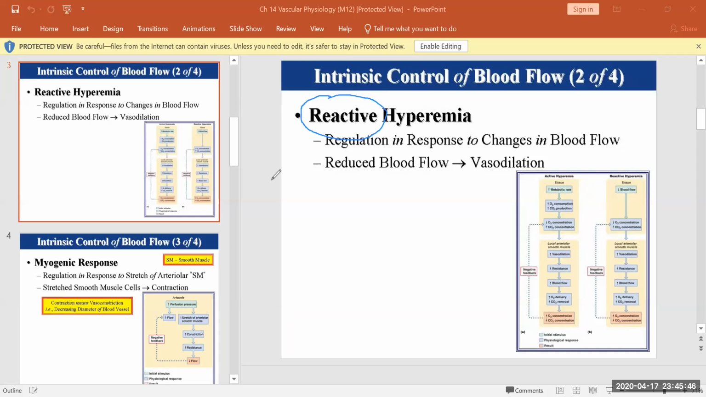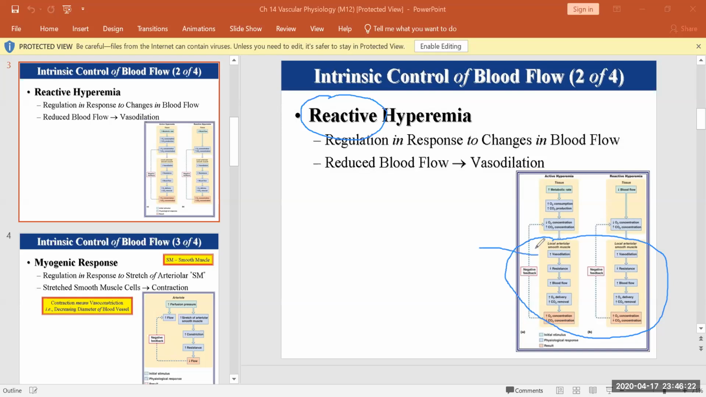So from that point on, the mechanism is the same between reactive hyperemia and active hyperemia. The blood vessels will dilate, allowing more blood to come in, delivering more oxygen, delivering more nutrients, picking up more CO2, picking up more cellular waste away from systemic tissues, restoring homeostasis. So that's why down here, the mechanism between the two are identical, okay?